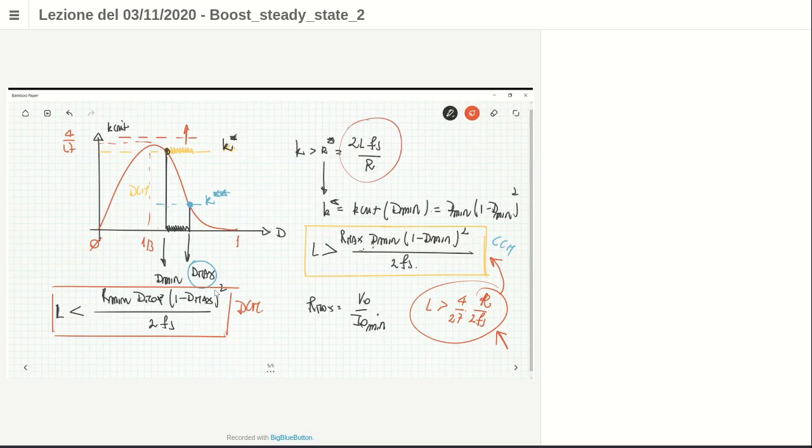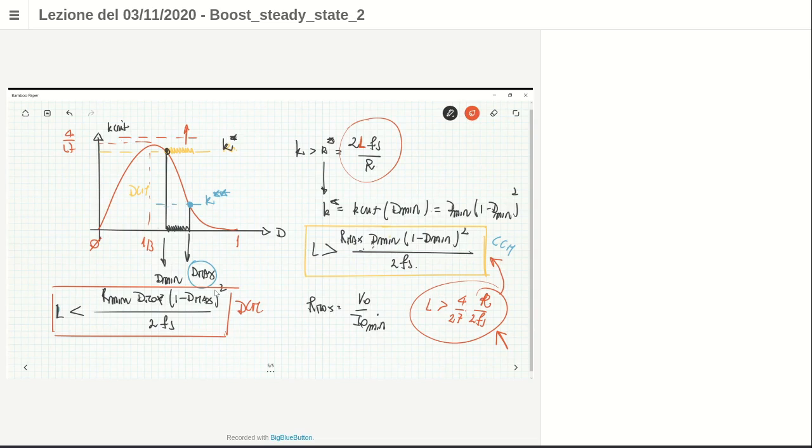K critical can be employed not just to derive L, but also to derive the switching frequency and R, if all other parameters are defined. For example, if L is given, and maybe the switching frequency is chosen, as we did in the example, say 100 kilohertz, then you can have the variation of the load for which you are in CCM or DCM.